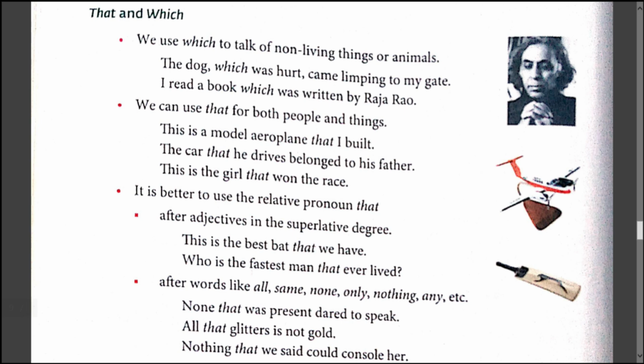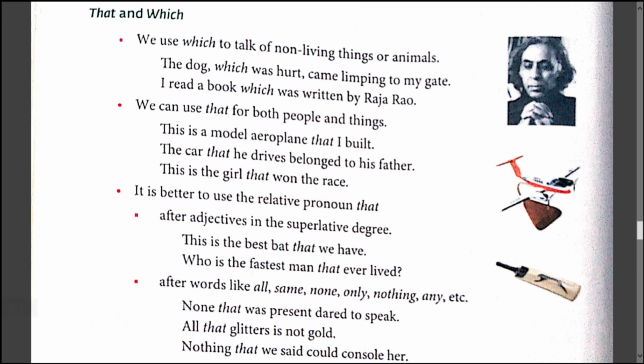Next rule, we can use that for both people and things. This is a model aeroplane that I built. So you're talking about an aeroplane, so here that will be there. Next one, the car that he drives belonged to his father. You're talking about a car, so again that will come. Next one, this is the girl that won the race. About whom are you talking? About the girl, and so that won the race. So here you'll be using that next to the girl itself.